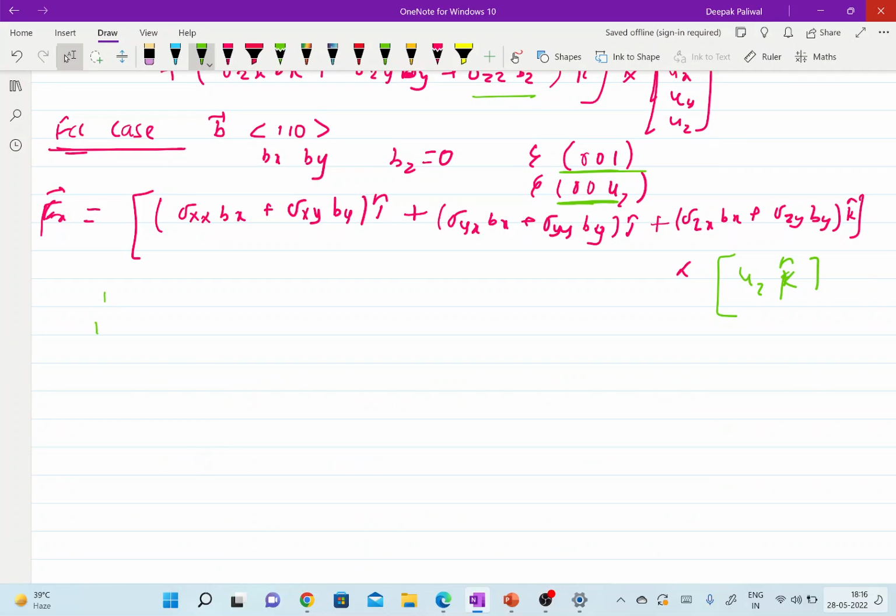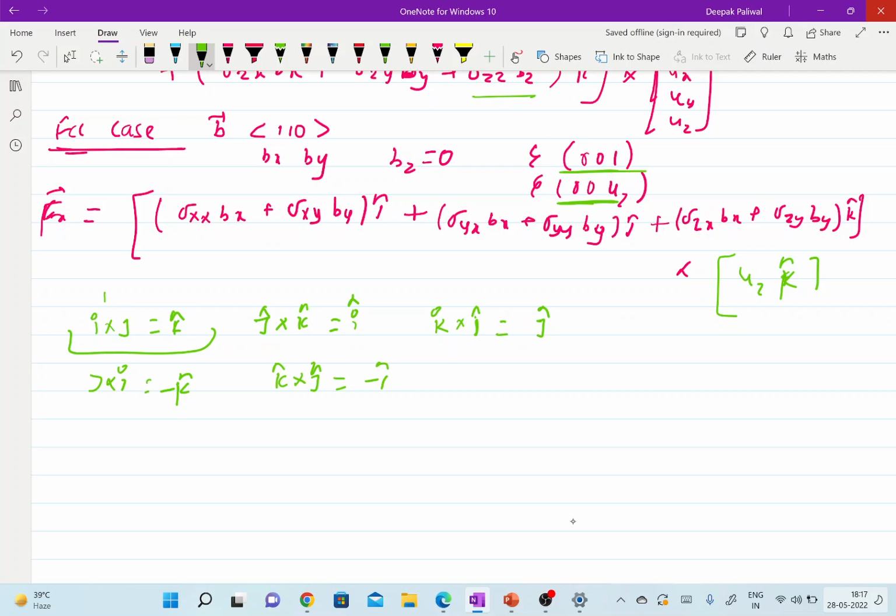I cross j is k cap, j cross k is I cap, k cross I cap is equal to j cap, and anything in reverse, j cross I would be minus k cap, k cross j would be minus I cap, I cap cross k cap would be minus j cap. Okay, so remember these terms.